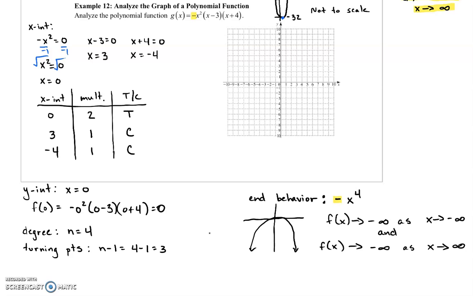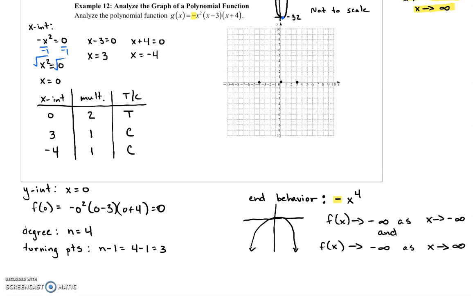So now let's put all this together and graph it. Let's put our x-intercepts on the graph. So we have 0, 0. We have 3, 0. And we have -4, 0. Our y-intercept happens to be 0, 0 also, so it's already been plotted when we plotted one of our x-intercepts.